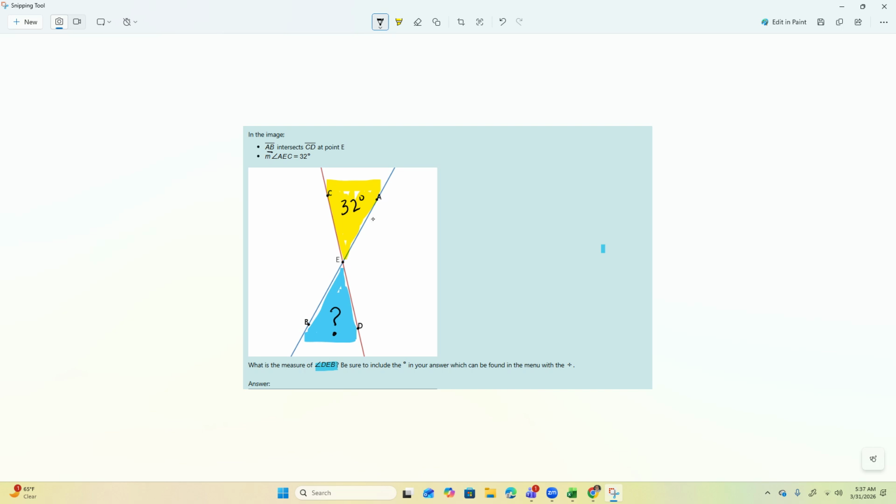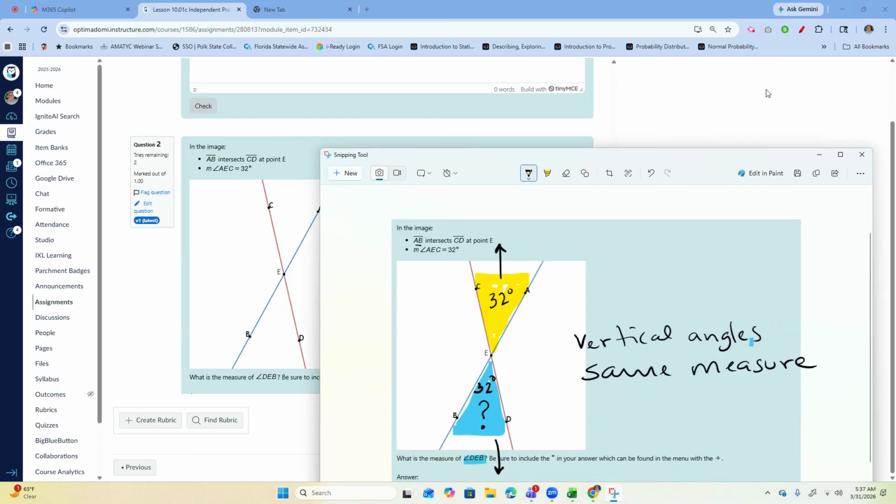If you notice, the angle that I shaded in yellow is opening upward, and the one that we need to find out is opening downward. That means those two angles are vertical, and vertical angles measure the same. So they have the same measure. Basically, that means angle DEB, the one that I put the question mark on, is also 32 degrees because vertical angles always measure the same. Let's go to the next question.